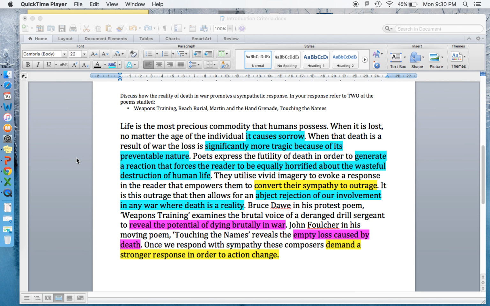Went through this introduction in the answer to this question. So we know that we're talking about the reality of death and we're comparing it to the sympathetic response. And you see that my thesis is that the reason poets want to do that is that they actually want to convert that sympathy to outrage, all right?